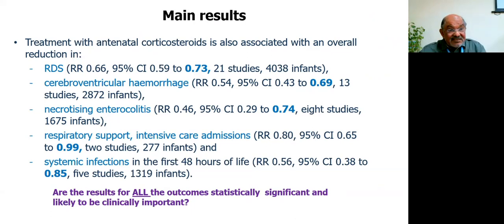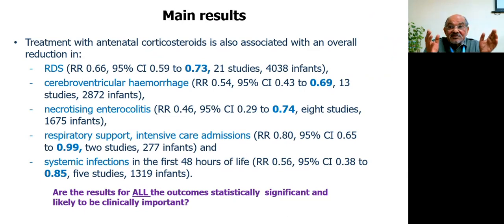Cerebroventricular hemorrhage. What is the least estimate? 0.69. Pretty good. Necrotizing enterocolitis, least estimate 0.74. Happy. Respiratory support, intensive care admissions. The relative risk is 20% reduction. The least estimate is 1% reduction.